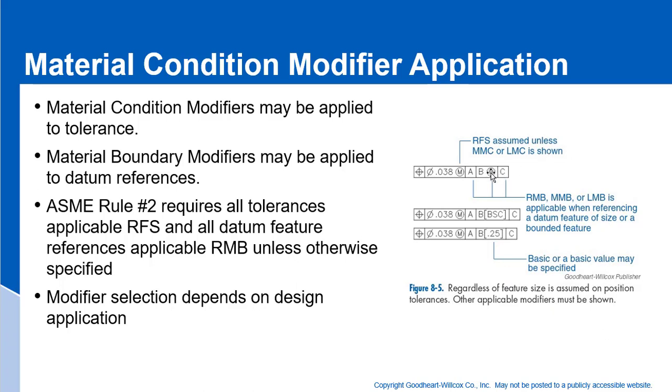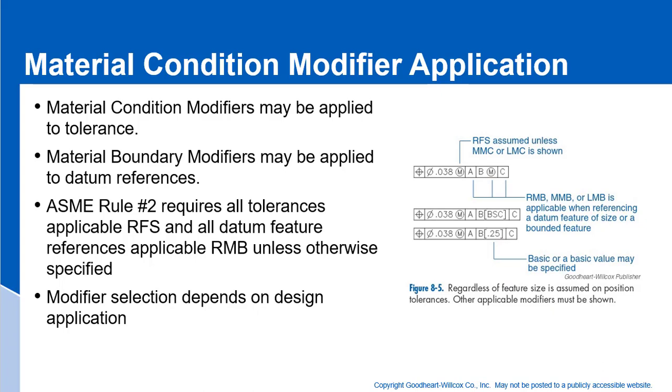So unless there's a modifier in here, RFS applies. And again, modifier selection depends on the design application, what you need the part to do, how you need to control the part. So these aren't just arbitrary, like, well, I think I'll use the MMC modifier here in this case. No, it has to be dictated by the function of the part and what you expect out of it.